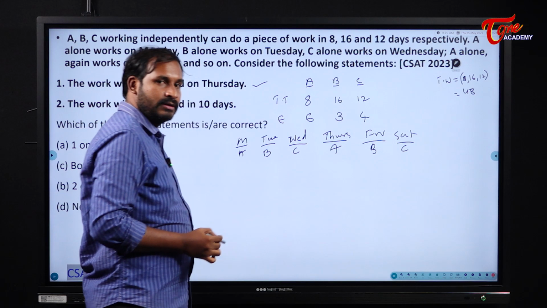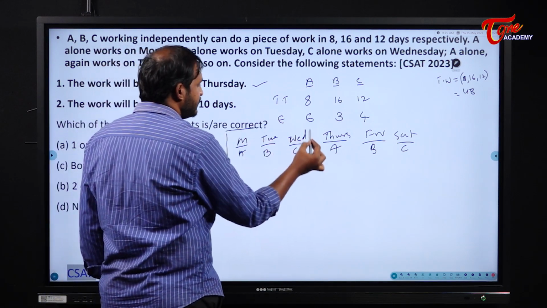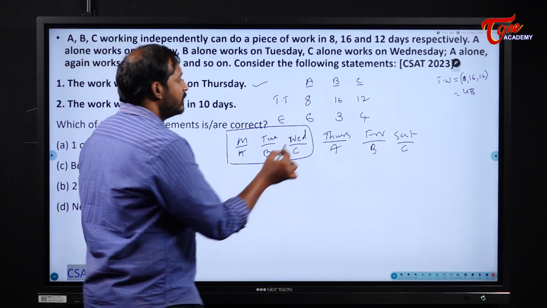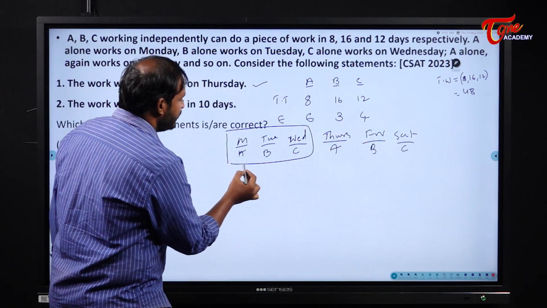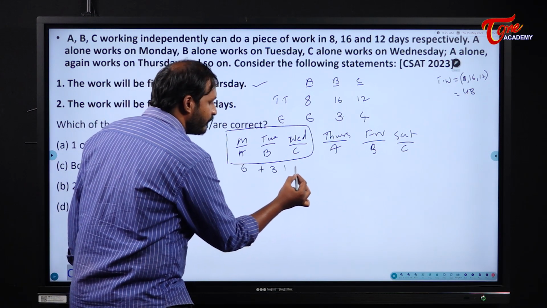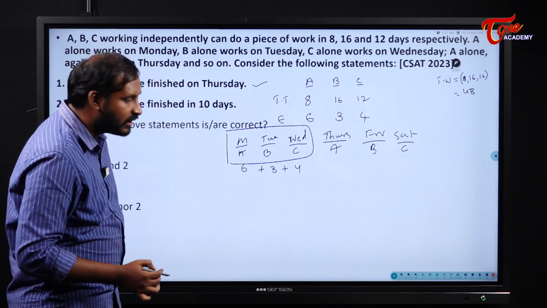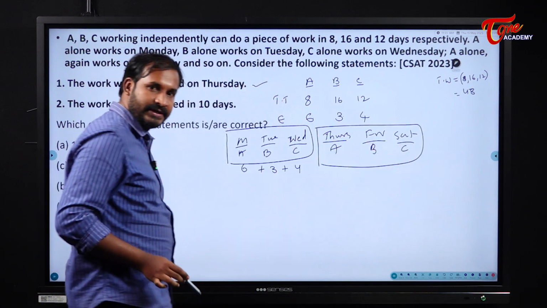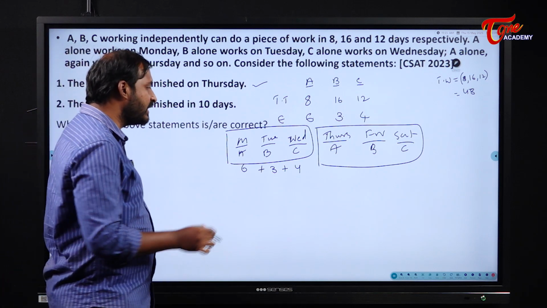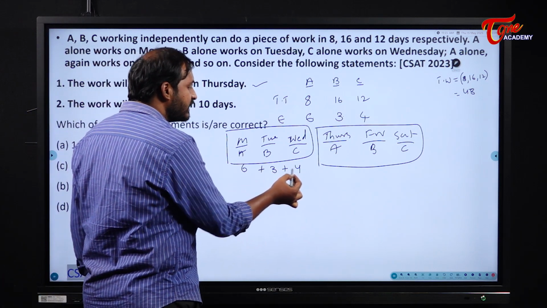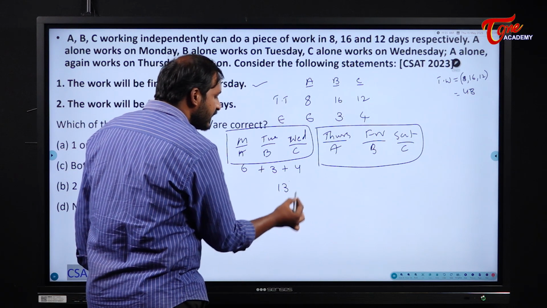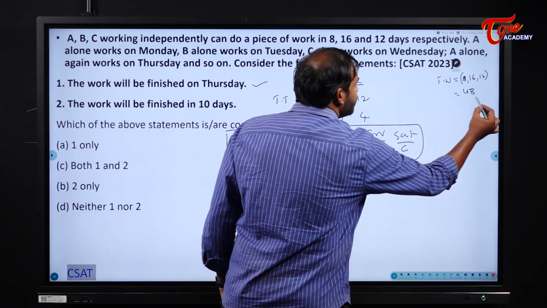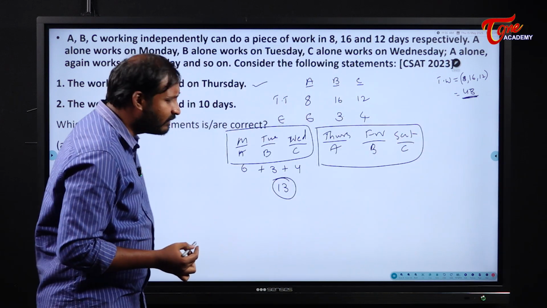That means, see here students, if I take these three days as a block, now in 3 days, what will be the work finished here? 6 plus 3 plus 4. Why am I taking 3 days as a block? The reason is very simple. Every 3 days the same thing will be repeated. That is the reason. So 6 plus 3 becomes 9, 9 plus 4 becomes 13. That means in 3 days how much work will be finished for me? 13 work. And what is the total work I have here? 48.